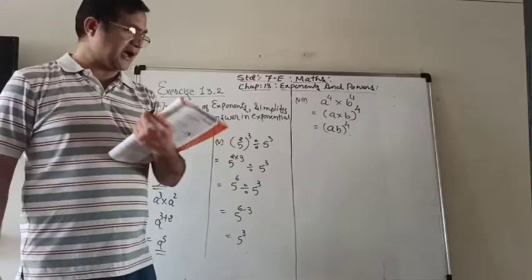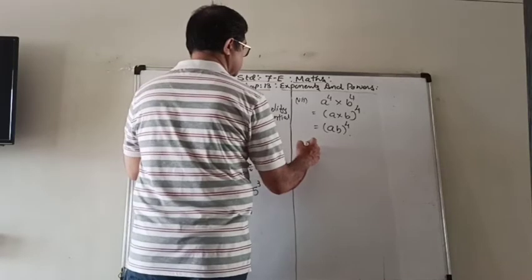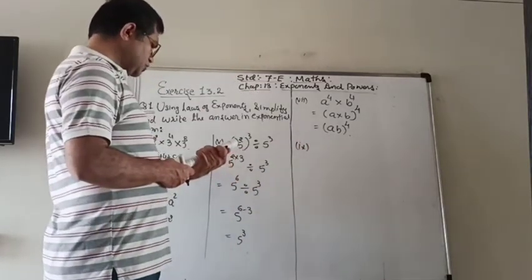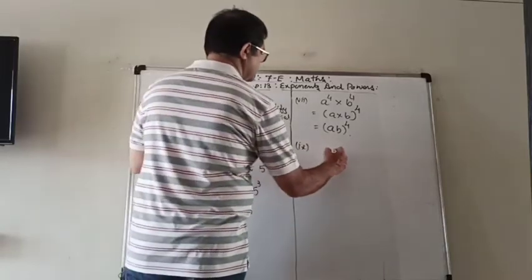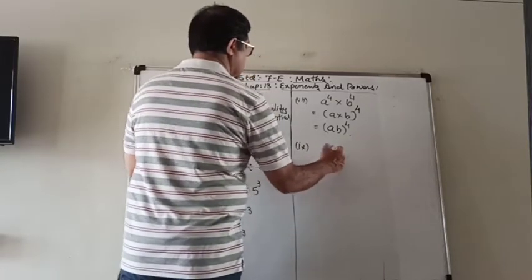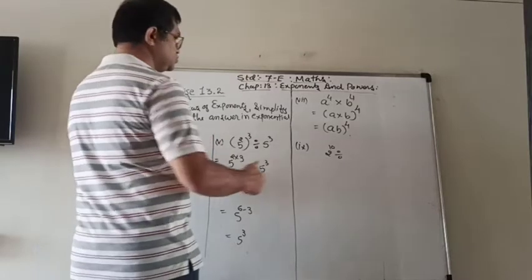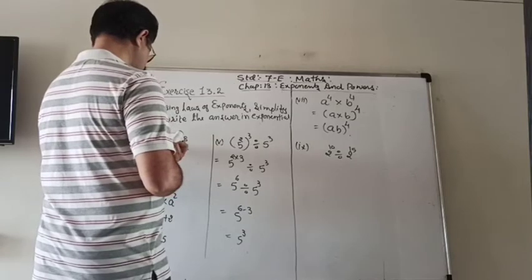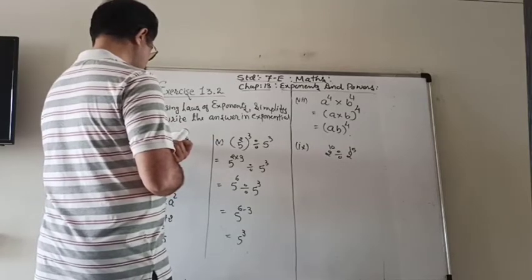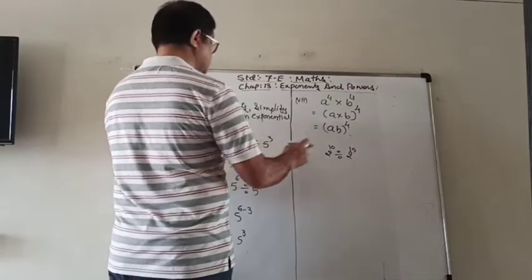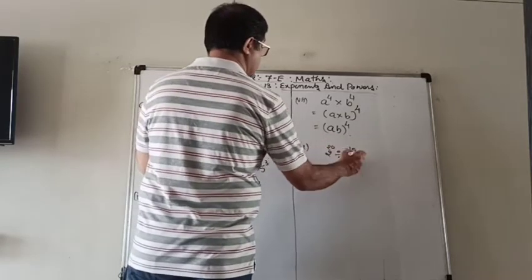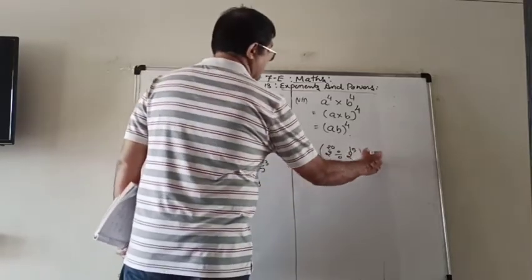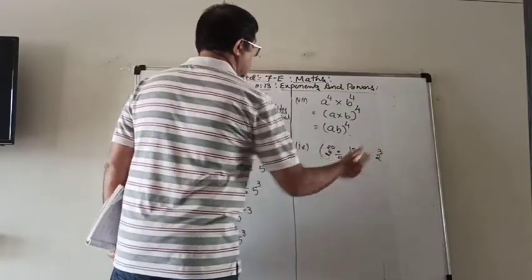Then the ninth one. Ninth one is 2 raised to 10 divide by 2 raised to 15 multiplied by 2 raised to 20 here. 2 raised to 20 divide by 2 raised to 15 multiplied by 2 cubed.